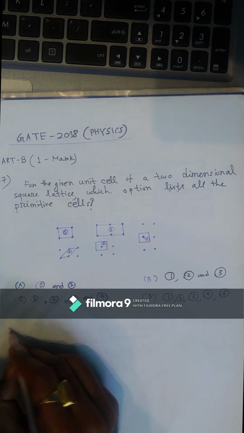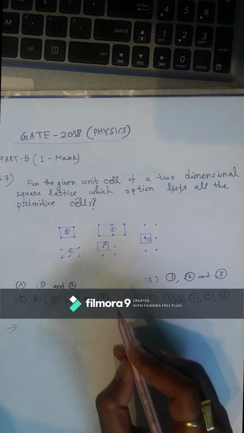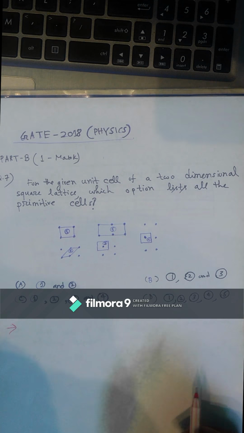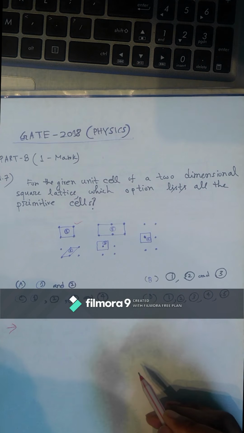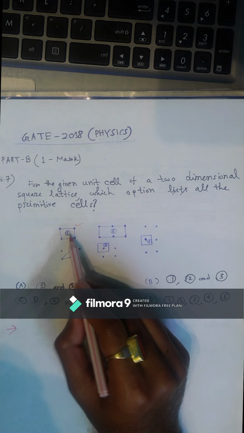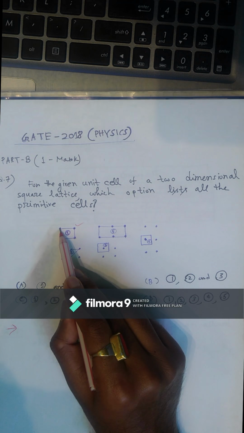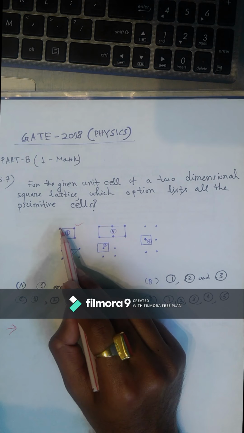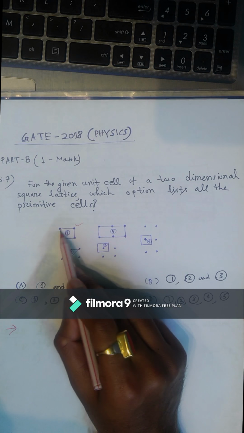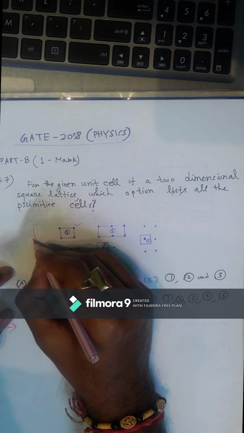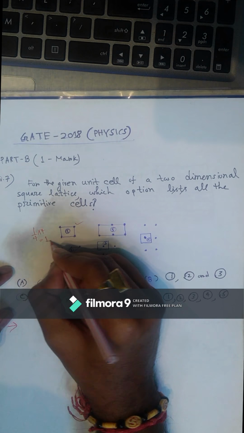For a primitive unit cell, we know that the number of atoms in it must be 1. If we consider the first unit cell, each atom has a sharing number of 1 by 4. So there are a total of 4 atoms, and the total number of atoms will be 1 by 4 into 4 equals 1.